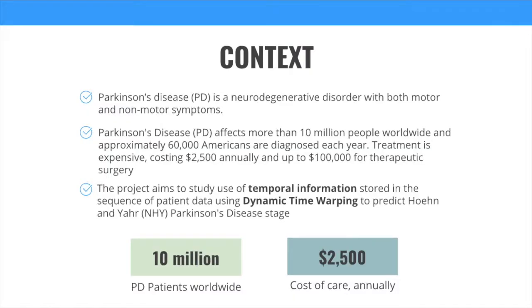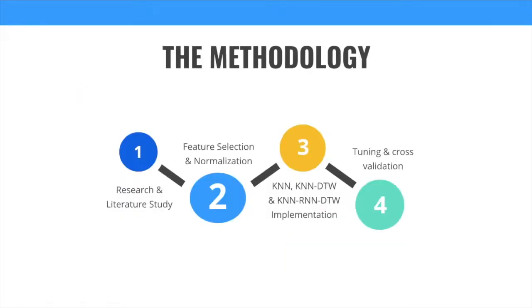So what is PD? Parkinson's disease is a neurodegenerative disorder with both motor and non-motor symptoms. PD affects more than 10 million people worldwide and approximately 60,000 Americans are diagnosed each year. The project aims to study the use of temporal information stored in sequences of patient data, using dynamic time warping to predict Parkinson's disease stages.